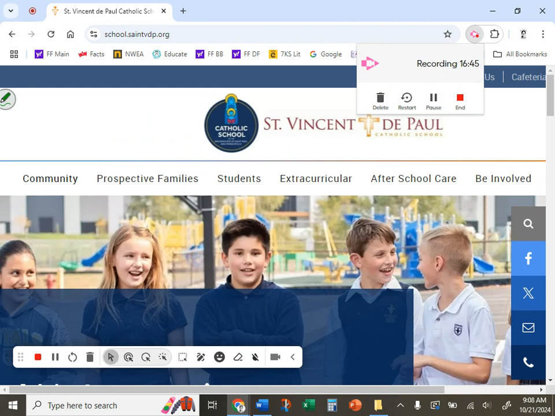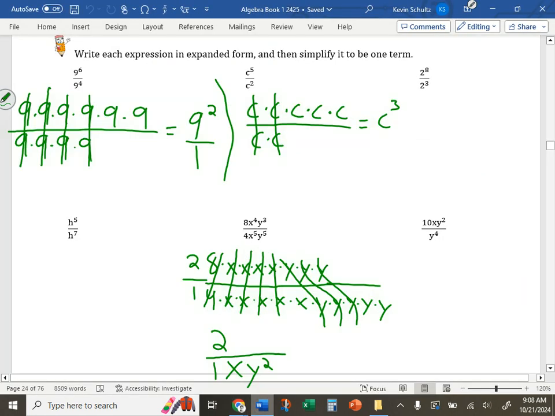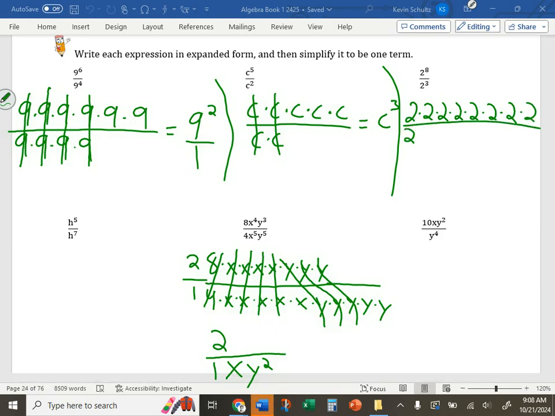So here we go. 2 to the 8th over 2 cubed, expanded form, which you did need to write, looks like this. Sorry, there are 8 of them there, but that's why we appreciate the rule. 2 times 2 times 2 times 2 times 2 times 2 times 2 times 2 over 3 2s in the denominator.